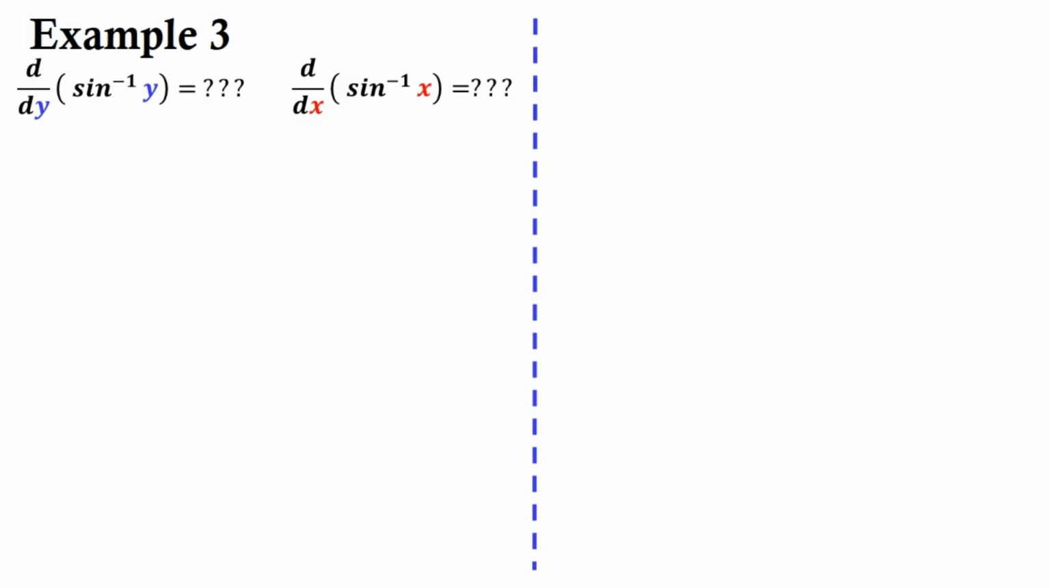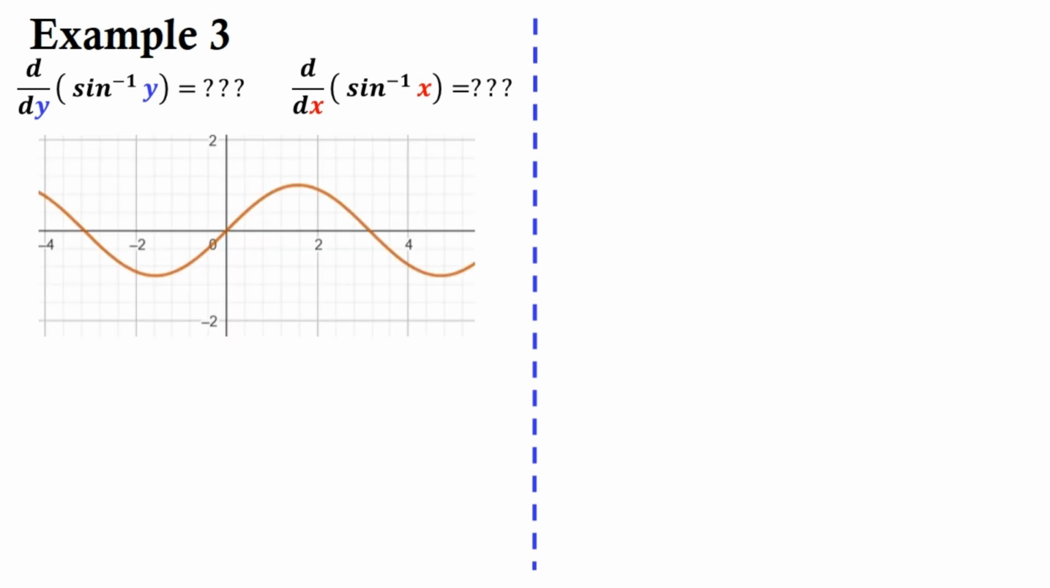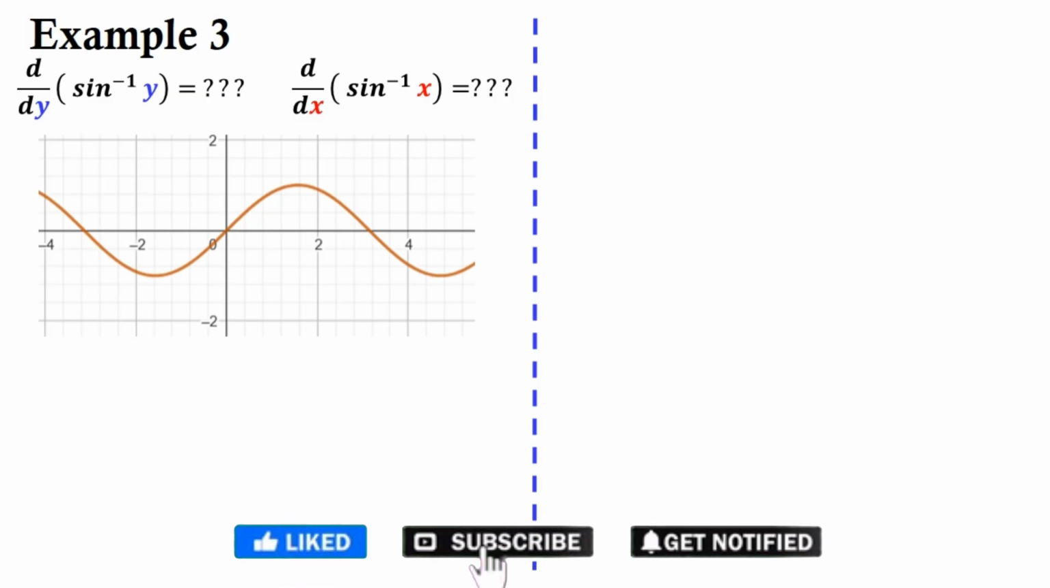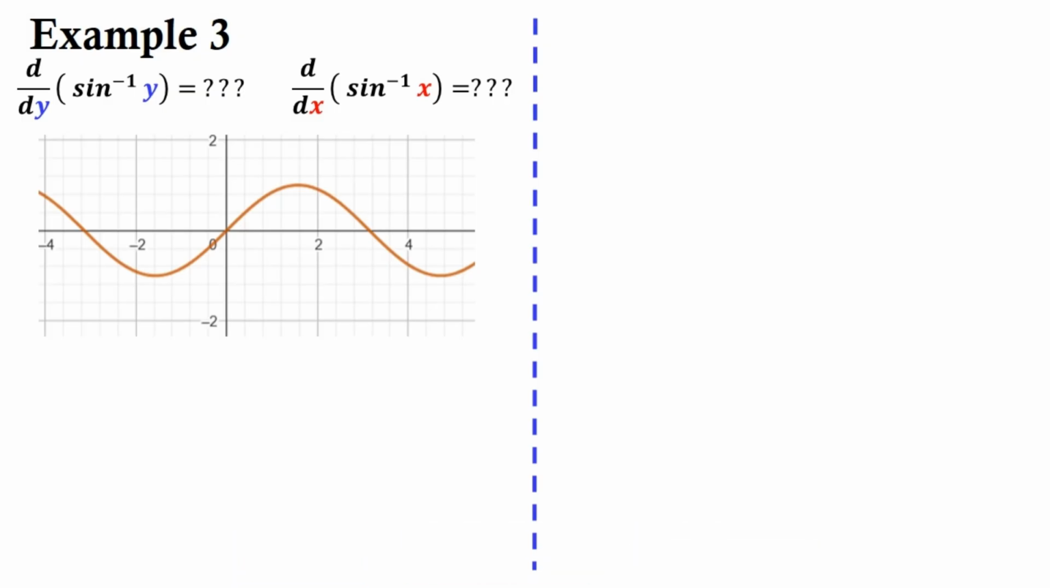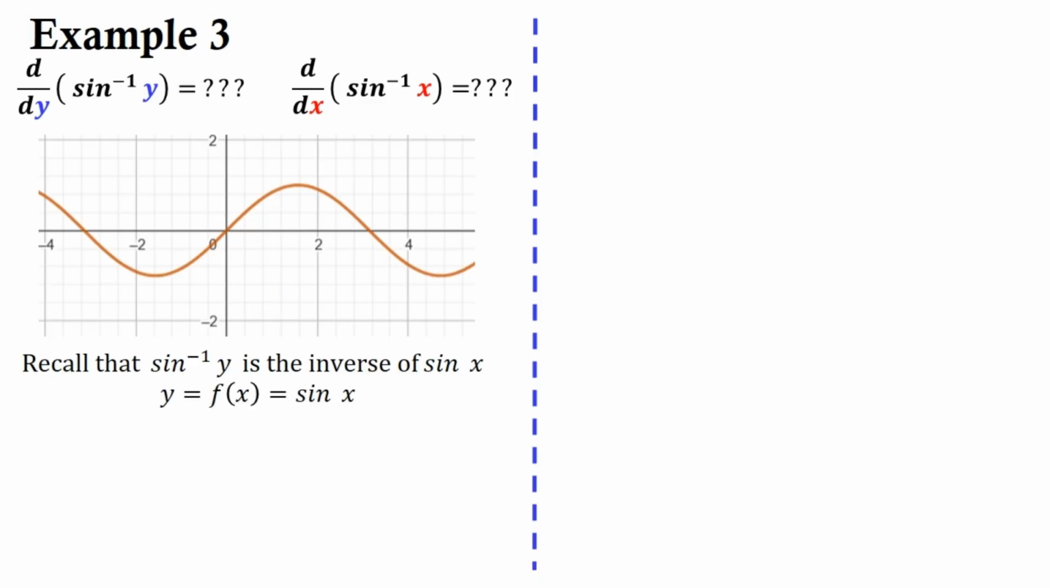But the point is this. Do we remember the graphical illustration of sine x? Remember that sine 0 is 0, which means that the graph of sine x will always pass through the origin. Why? Sine 0 is 0, so definitely the graph of sine x must pass through the origin. Recall that sine inverse of y is the inverse of sine x. The next thing is we are going to make x the subject of formula so that sine inverse of y can give us our x.